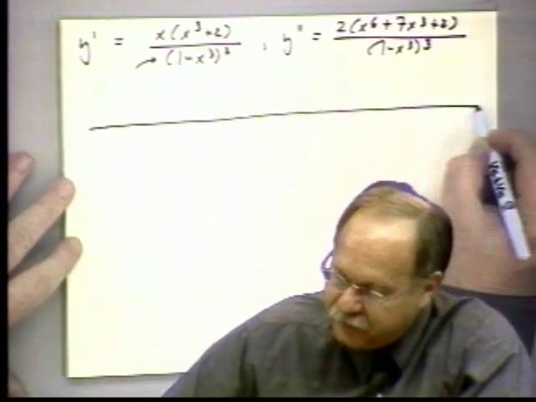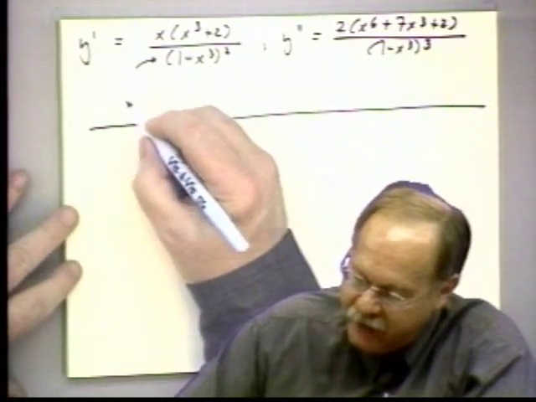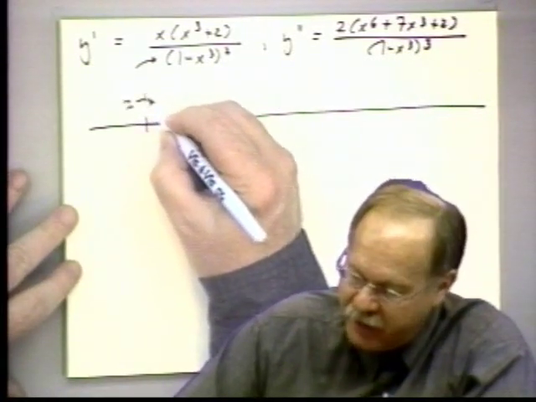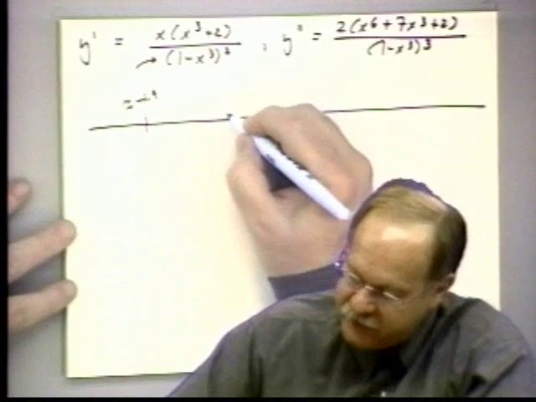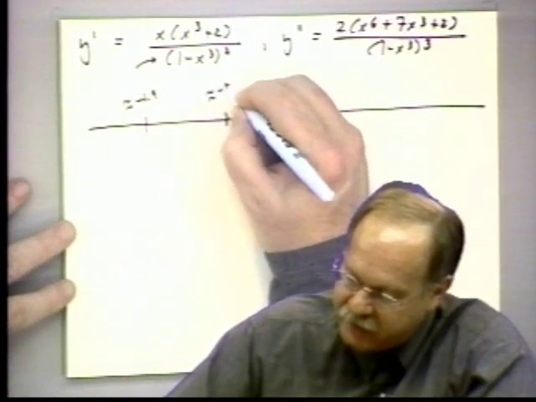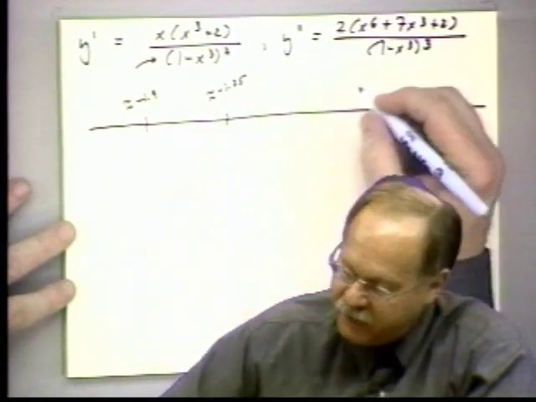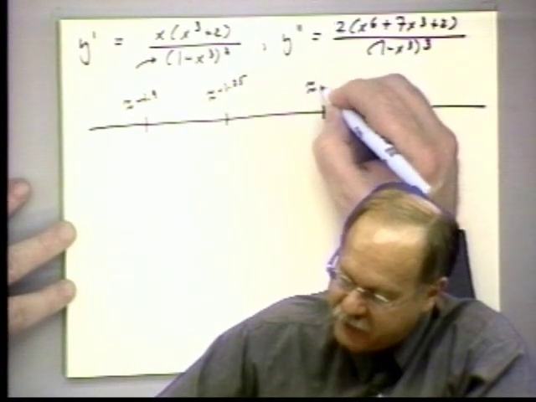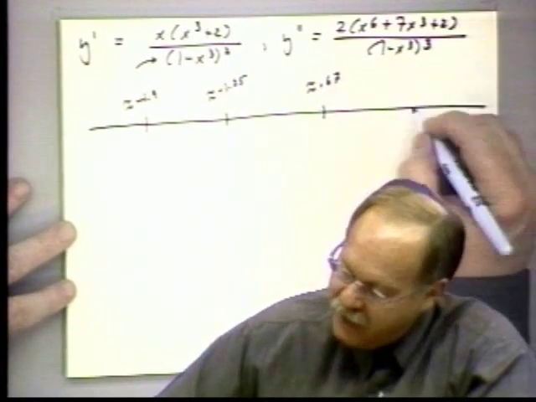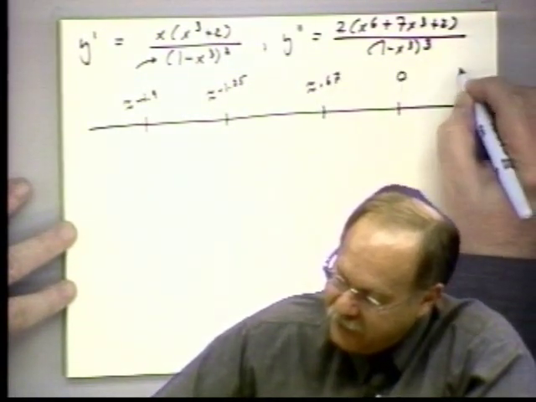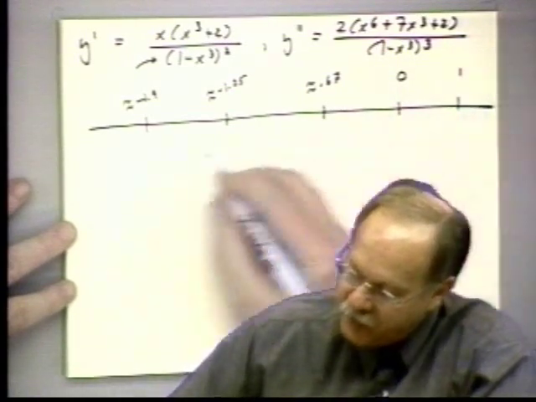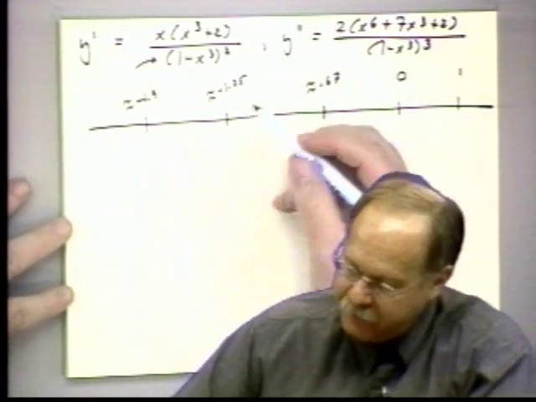In this chart, I have the following. Here I have approximately minus 1.9. That was a number of interest. The next one's approximately minus 1.25, another number of interest. Then approximately 0.67, then there was 0, and finally there was 1. So those were all the regions that we needed to look at.